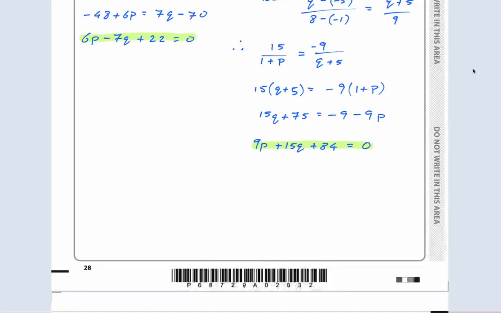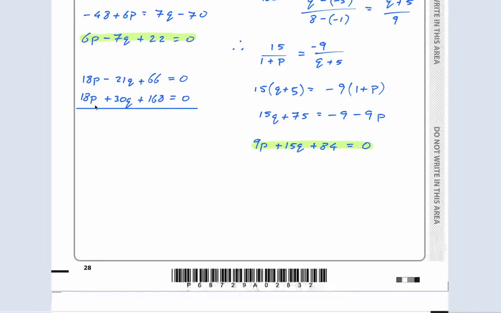So the way we'll do it is over here. We need to make one of these the same, guys. Let's make the p's the same. So I'm going to multiply this by 3. So I'm going to say 18p minus 21q plus 66 equals 0. I've multiplied them all by 3. Multiply this one by 2. Gives me 18p plus 30q plus 168, which is this times 2. This is equal to 0.